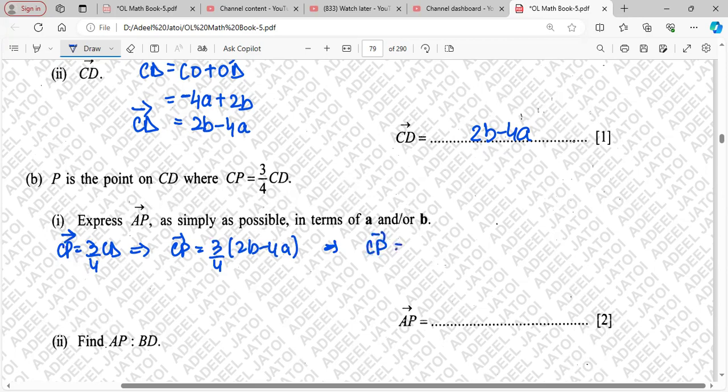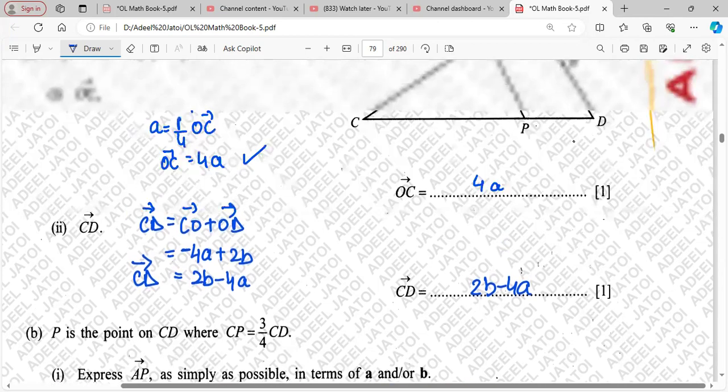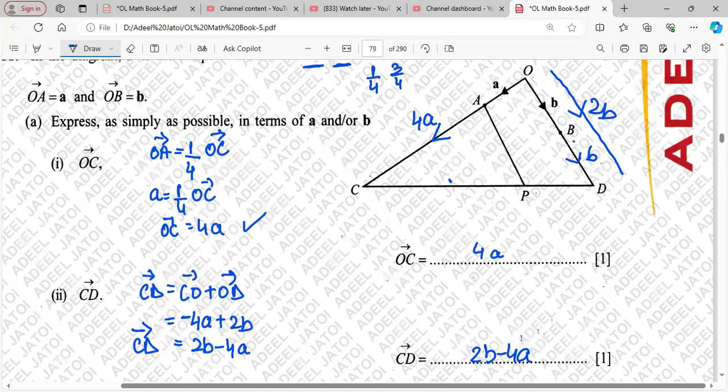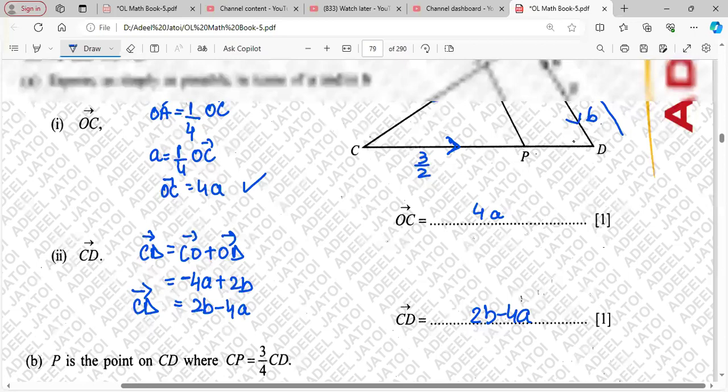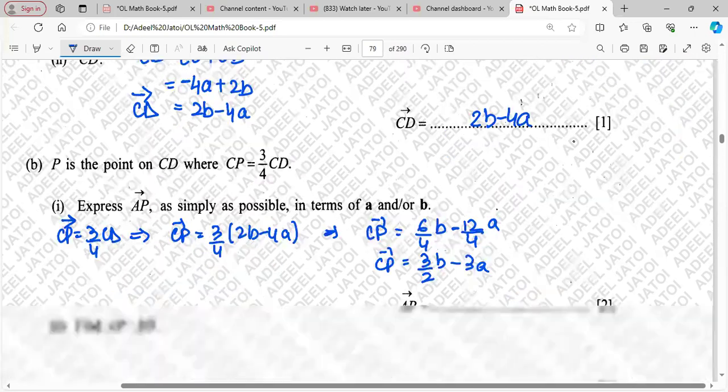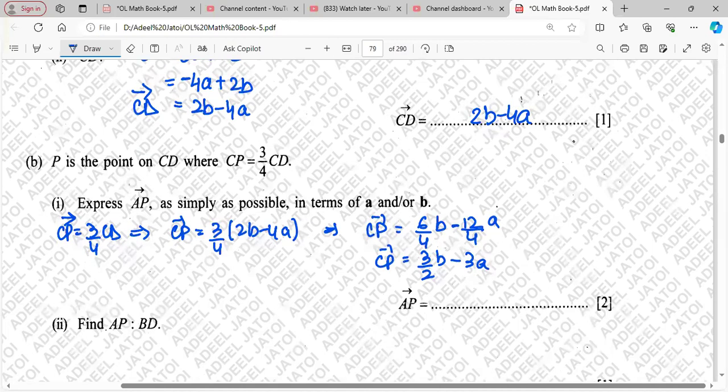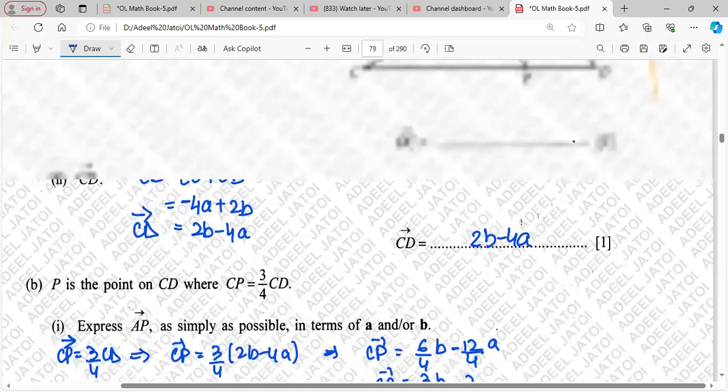So CP will become 3 2s are 6/4 B, 3 4s are 12/4 A. So CP will become 3/2 B minus 3A. This will become 3/2 B minus 3A. So CP, because we already found CD, will be 3/2 B minus 3A. But you needed to find AP. You had to find AP, which was your real question.